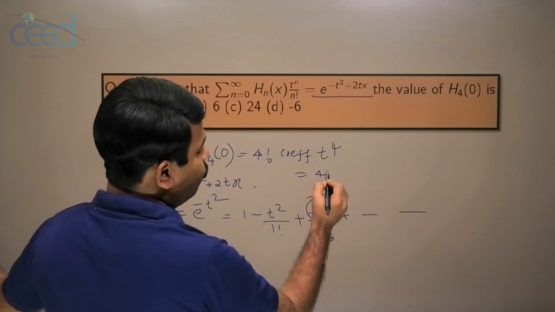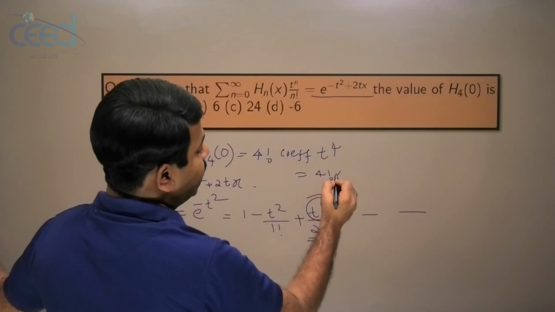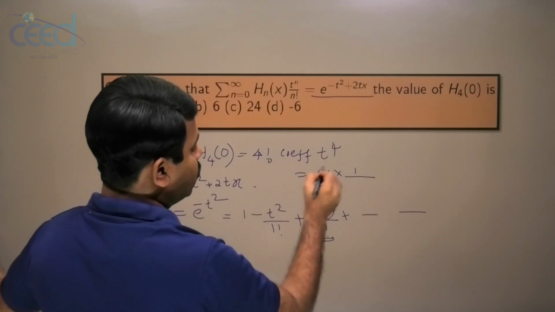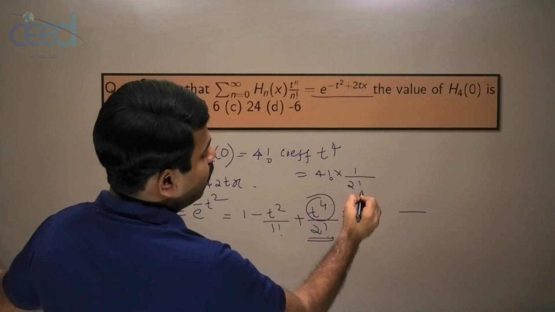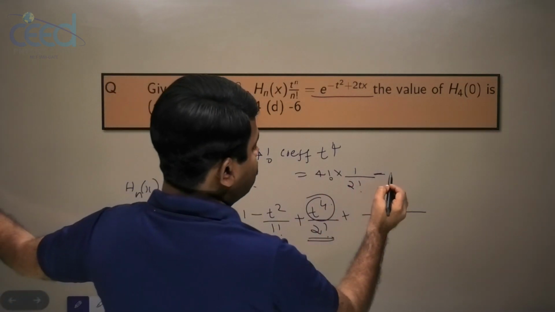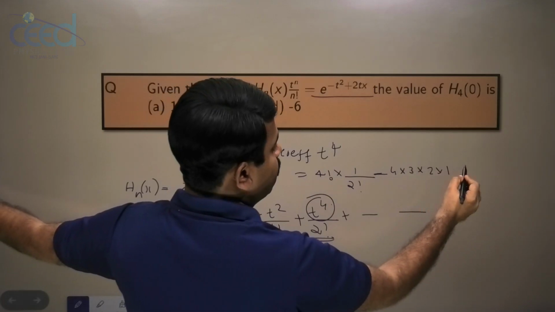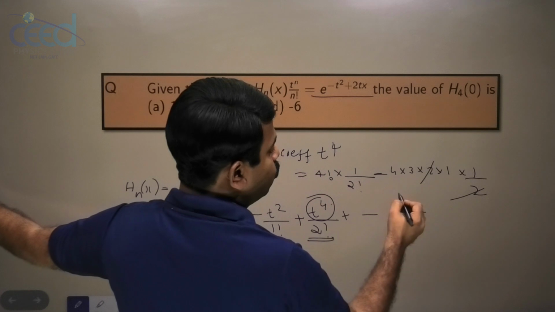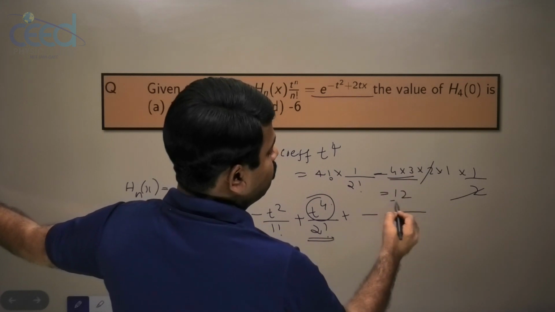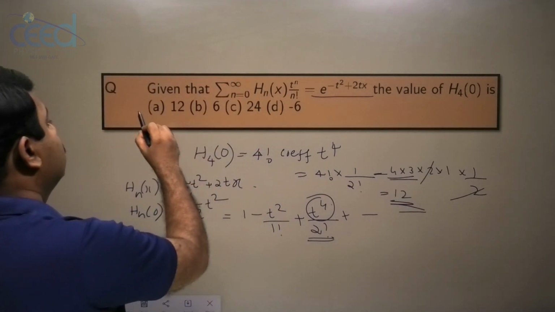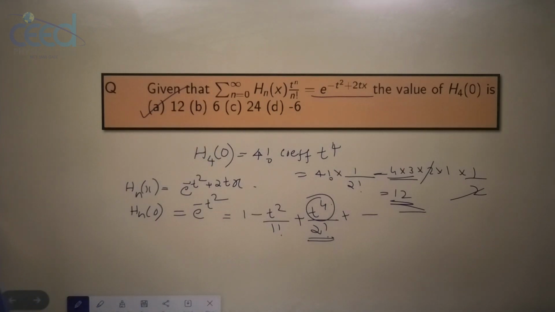Then 4 factorial into the coefficient of t raised to 4, which is 1 by 2 factorial. What is 4 factorial? 4 into 3 into 2 into 1 into 1 by 2, the 2 cancels. 4 into 3 is 12. Then which is the option? Option A is correct.